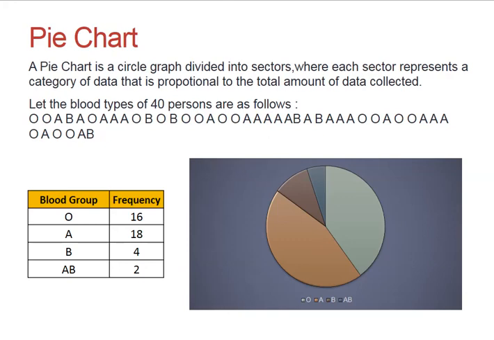Now let's move to the pie chart. What is a pie chart? A pie chart is another way to represent the data set, as we discussed in the bar graph. But here the graph will be in circular format and the circle will be divided into different sectors. Each sector of this graph represents a category of the data set given. As you can see here, the light gray color represents blood group O. The light brown represents blood group A, and so on.